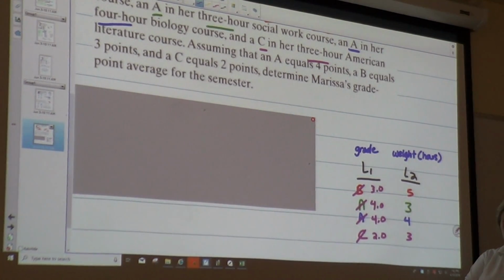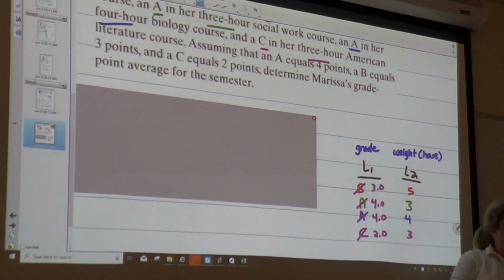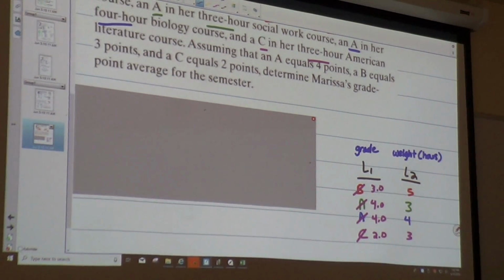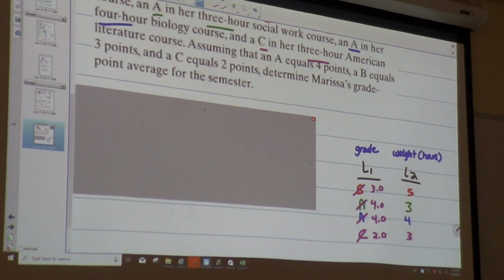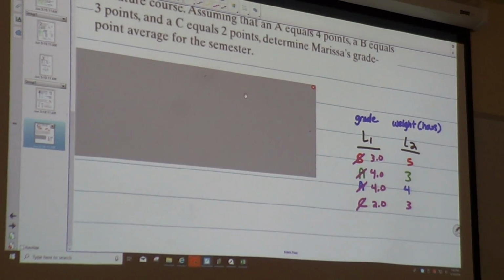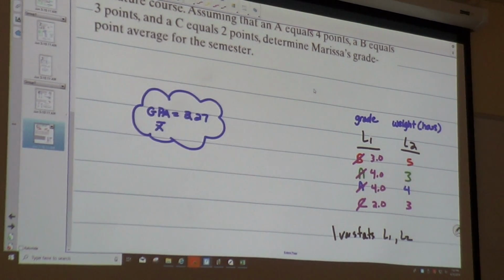You're going to do 1 var stats. And you're going to do the 1 var stats of what? L1 and L2. So you're going to do the 1 var stats of L1 and L2. And what do you think we're going to look at to get their GPA? The X bar.